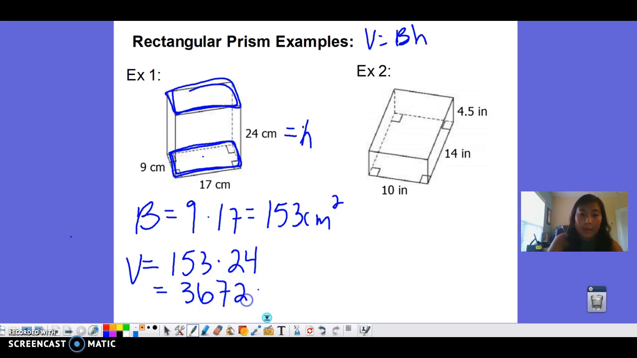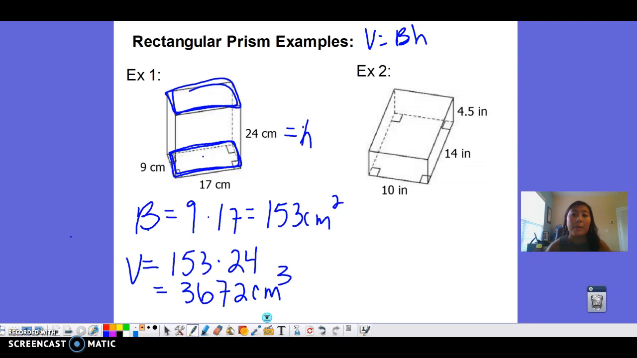3,672. Now, volume is a little different than area. Remember, for area we do squared, but for volume we do cubed. So we have a little 3 up top. Oop, that looks awful. Let me redo that. And that still looks bad. There we go. So our volume is 3,672 centimeters cubed, and that's it. So we had our B, we have our height in the picture, and then we have our volume.